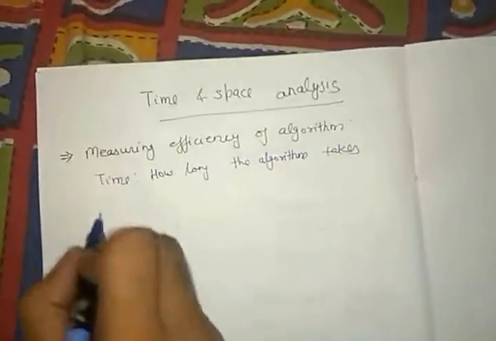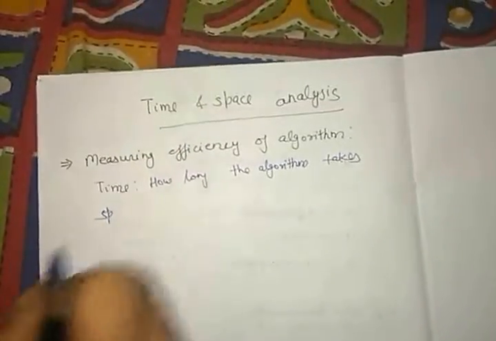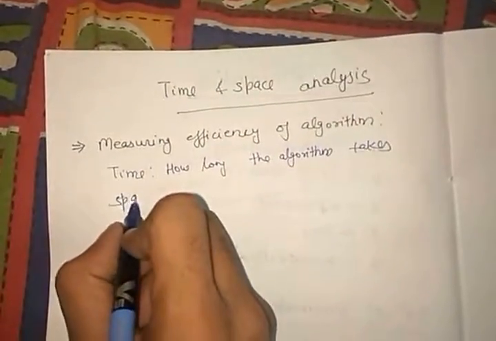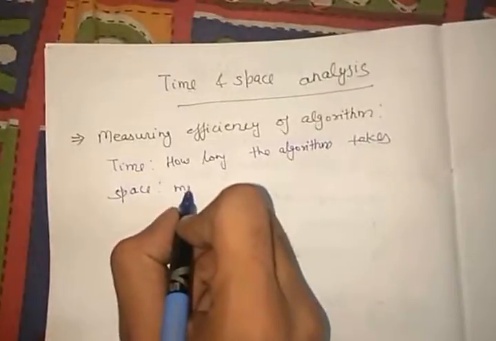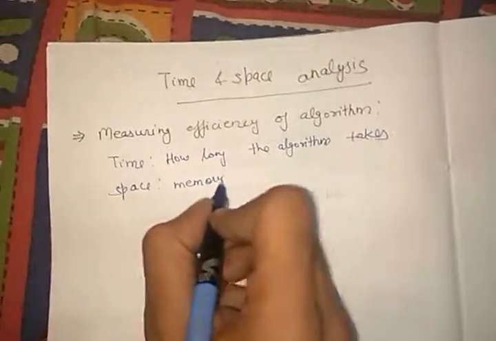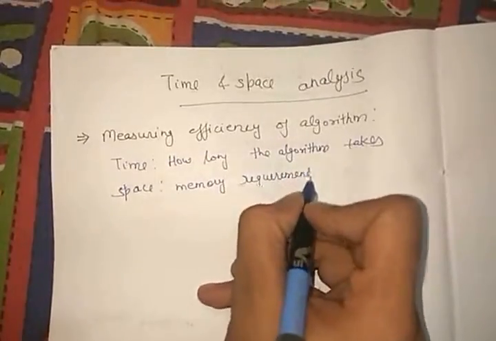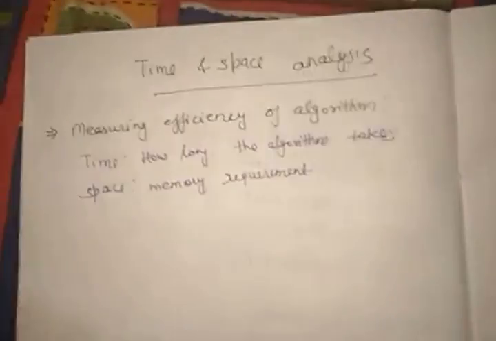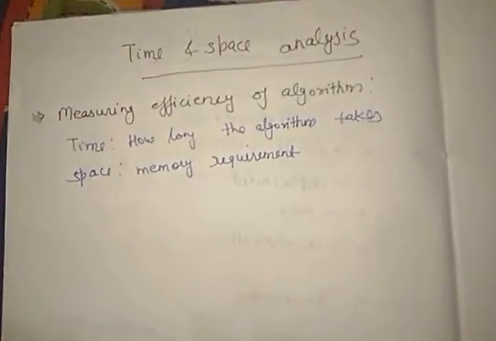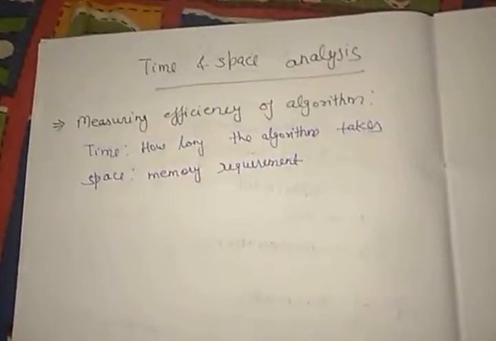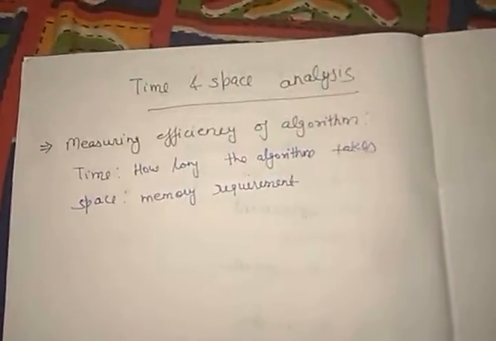And the second thing about the efficiency of an algorithm is that we should take into account space. It means the memory requirement of that program. So if we want to know the efficiency of an algorithm, we should know about its time complexity and space complexity.